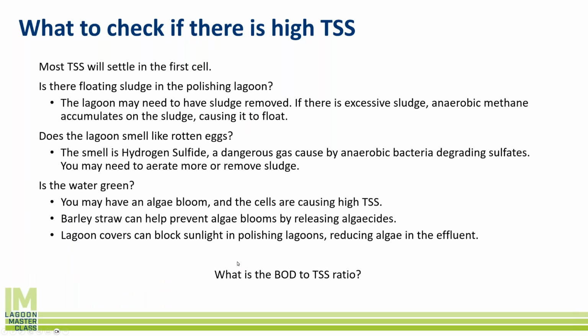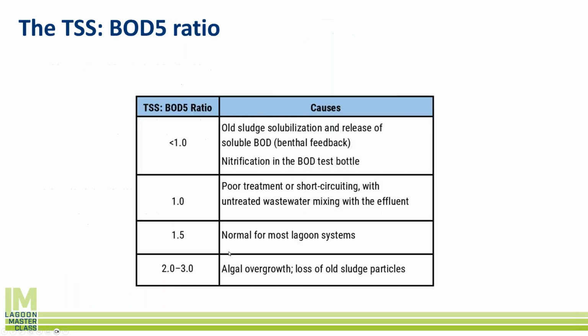So now we're going to talk a little bit about that BOD to TSS ratio. When you look at the BOD and TSS in your effluent, TSS is the first number, BOD5 is the second number. And if you have very little TSS and very high BOD, you have old sludge solubilization, so that sludge is dissolving. And so it's not showing up as TSS, but it's showing up as soluble BOD, and it's getting released back into the water column as soluble BOD.